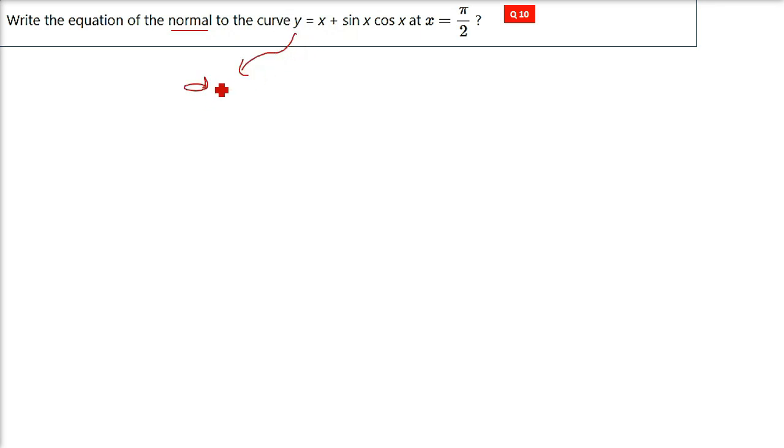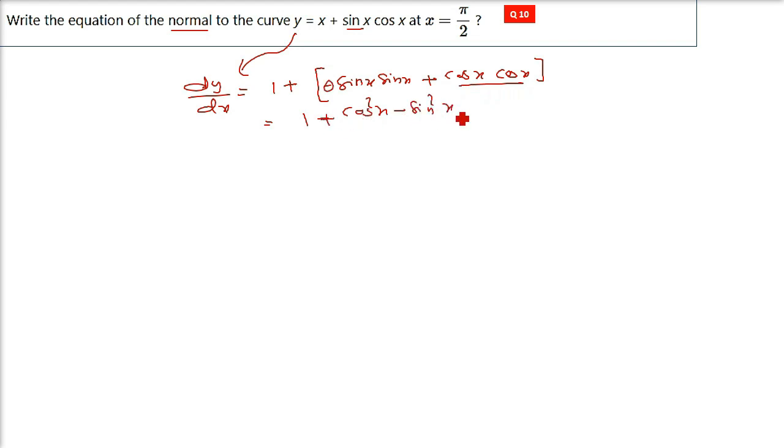So dy by dx is going to be equal to 1 for x, and for sin x cos x we will use the product rule. So it will be sin x times the derivative of cos x, which is minus sin x, plus cos x times the derivative of sin x, which is cos x. So you are getting sin square x and cos square x here, but with the negative. So it is 1 plus cos square x minus sin square x. This is your dy by dx.